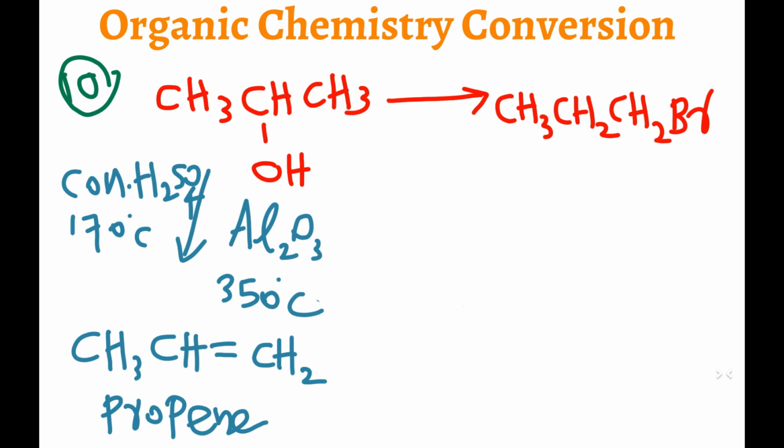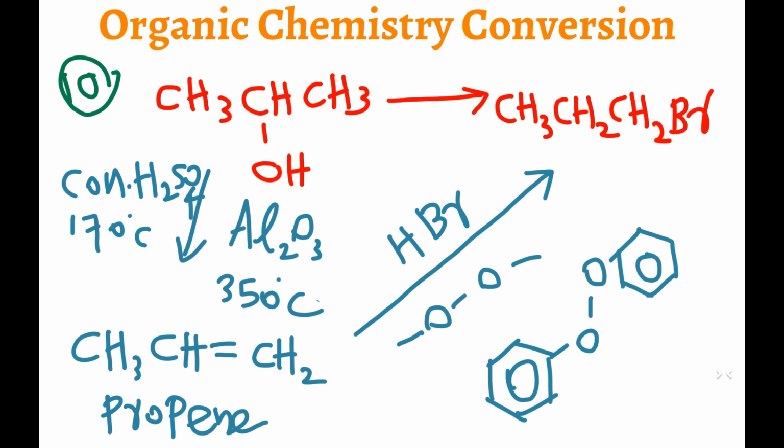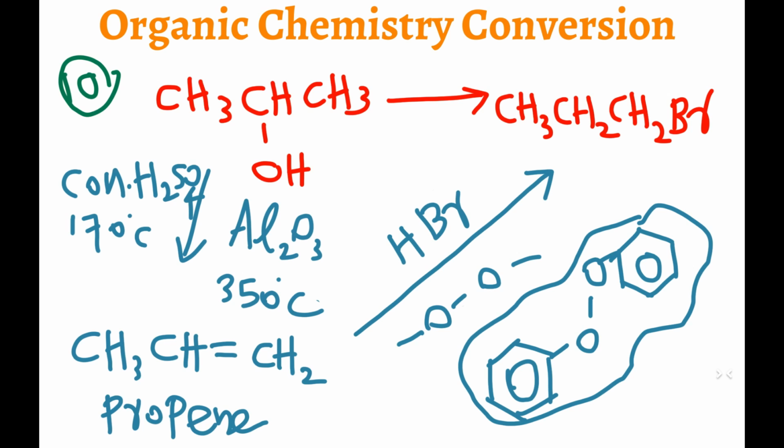After making propene, you have only one step to follow. Our second step should be we have to use hydrogen bromide. You know, hydrogen bromide is a strong acid. We have to use hydrogen bromide in a peroxide medium. For peroxide, we can use this one, which comprises 2 aryl groups like this. This peroxide can be used for this reaction.